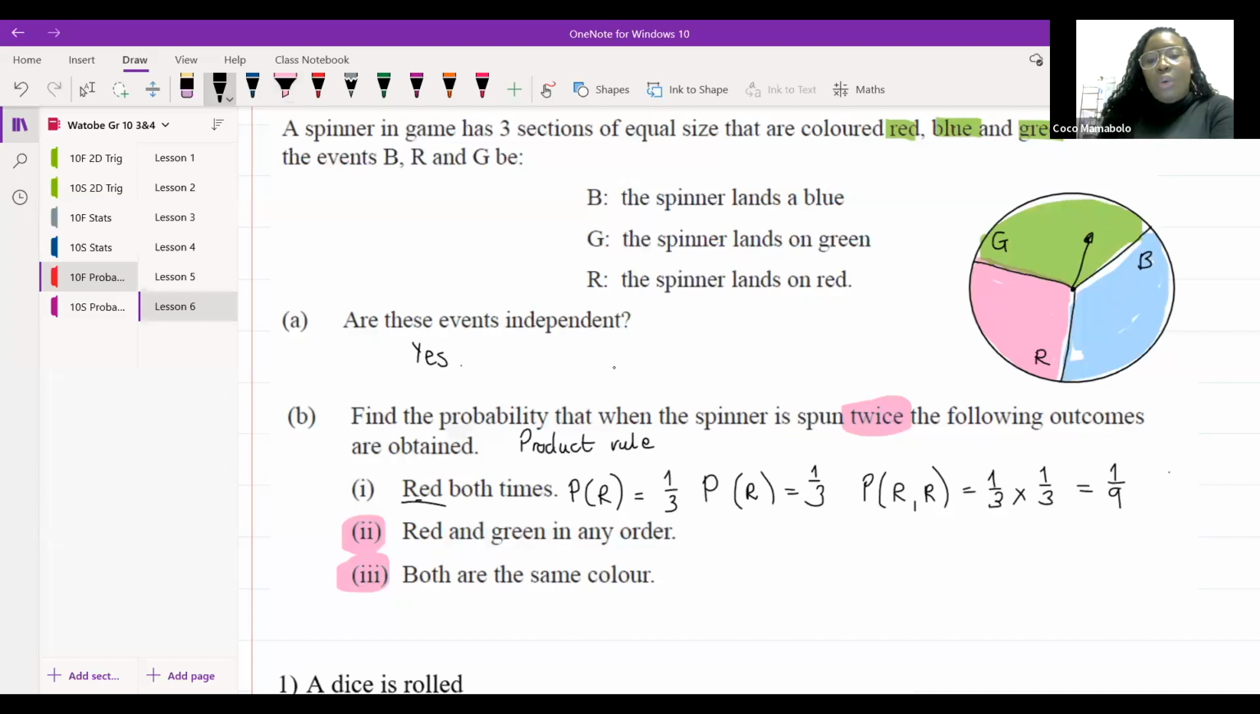Okay, so let's look at the other two. It says, what is the probability of red? We already know that's 1/3. And the probability of green. What's the probability of landing on green, guys? 1/3, good. Now, we want the probability of red and then green.